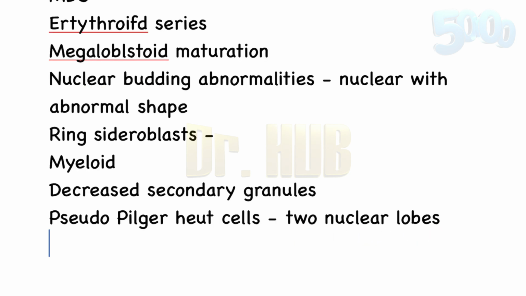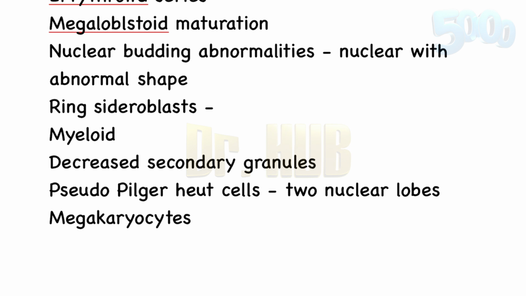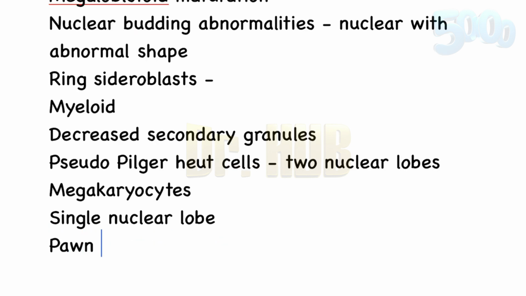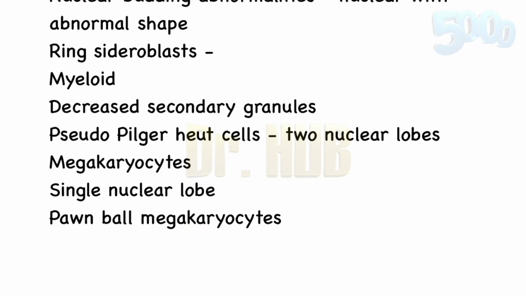Then comes the dysplasia in the megakaryocytes. In the dysplasia of the megakaryocytes, it is with a single nuclear lobe, and there are pawn-all megakaryocytes, and these are cells with multiple separate nuclei.